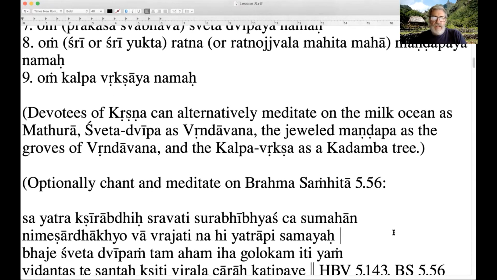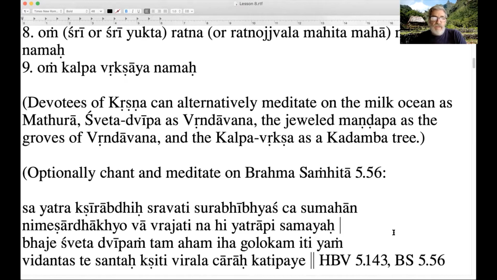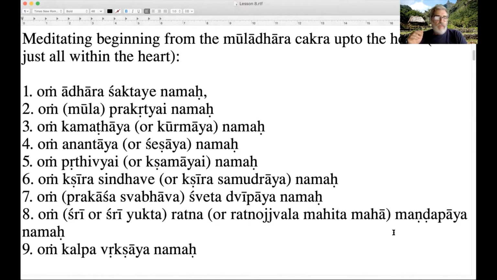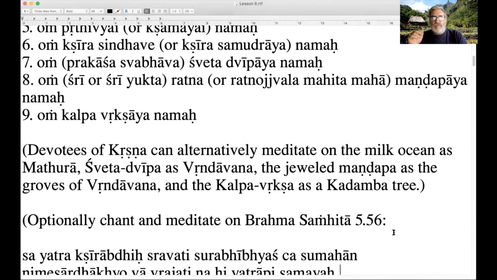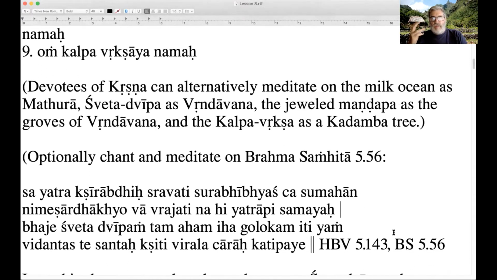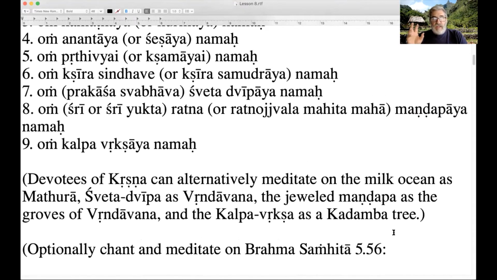Devotees of Krishna can alternatively meditate on the milk ocean as Mathura, Svetadvipa as Vrindavan. So when we chant this mantra, the ocean of milk can be conceived of as an ocean of milk. If we're worshipping a Vishnu form, or if we're worshipping Krishna, we can conceive of the ocean of milk when we say here Kshira Sindave or Kshira Samudraya, which means ocean of milk. We can be thinking of Mathura, Svetadvipa, which is the white island. Dweepa means island, Sweta means white. So the island is white because the ocean of milk laps up on the shores of the island and colors it white, apparently.